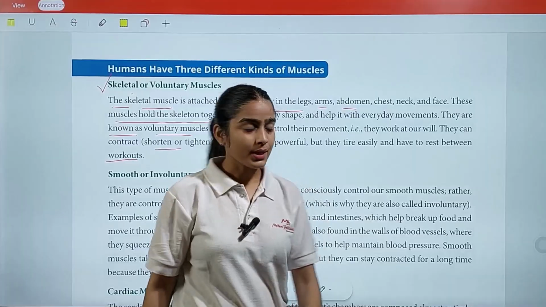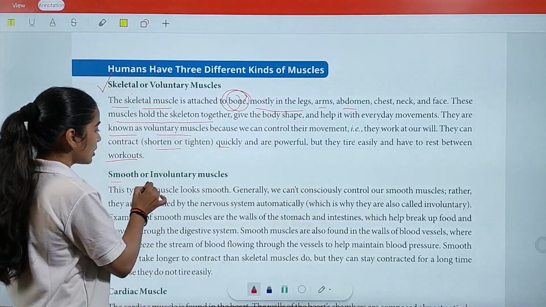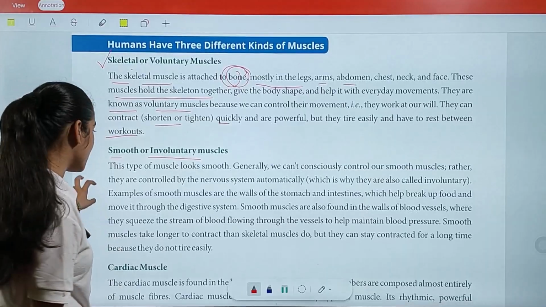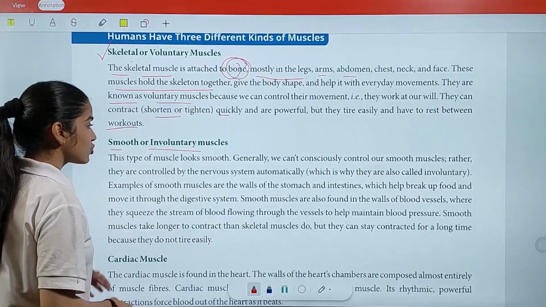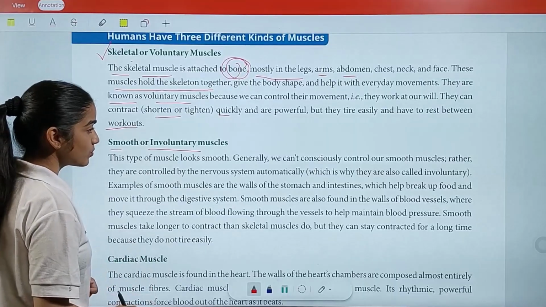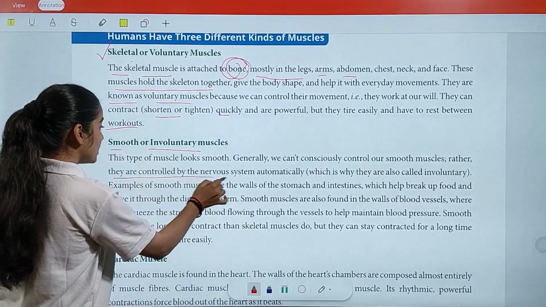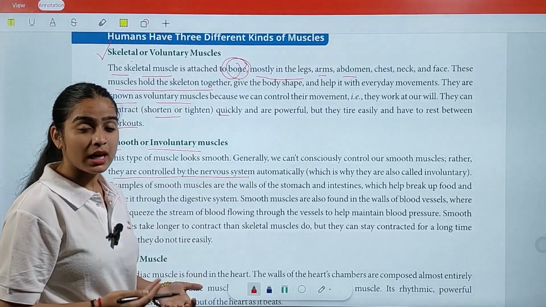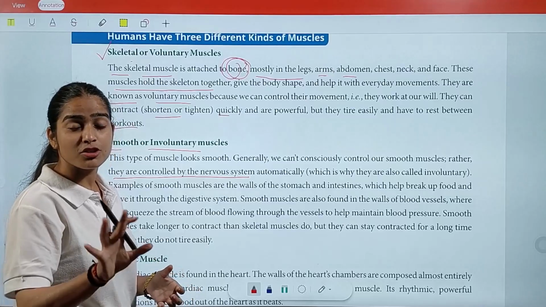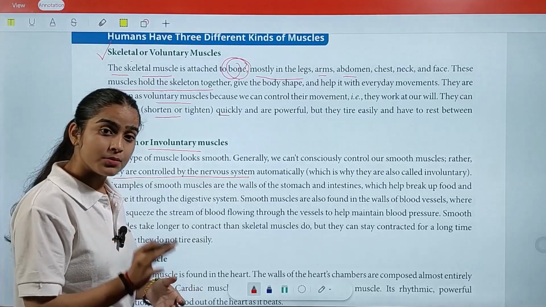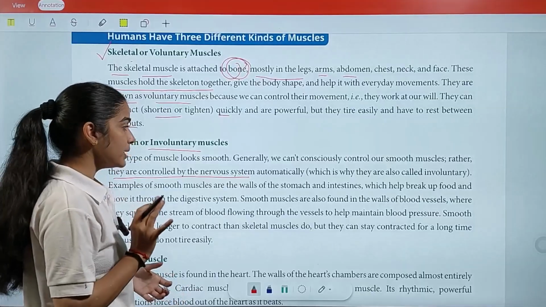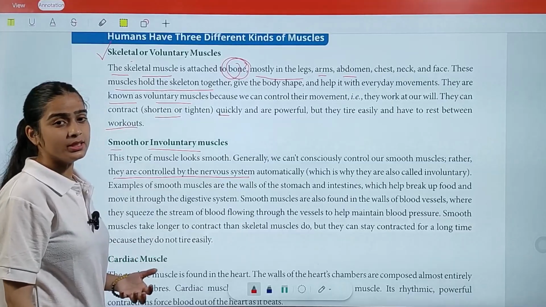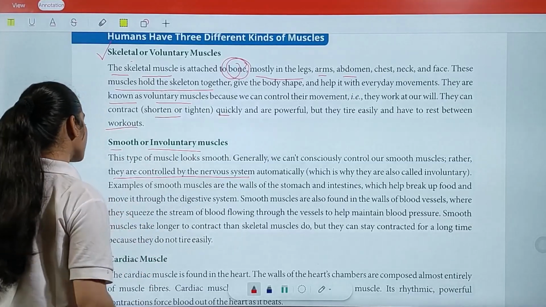to cool them, right? Next we have smooth or involuntary muscles. Involuntary means the movement is not controlled by me. This type of muscle looks smooth. Generally, we can't consciously control our smooth muscles. Rather, they are controlled by the nervous system automatically. As your heart is beating 72 times per minute, this movement is not controlled by you. When you sleep, your heart is still beating, so it means it is one of the kinds of involuntary muscles or smooth muscles inside your body.